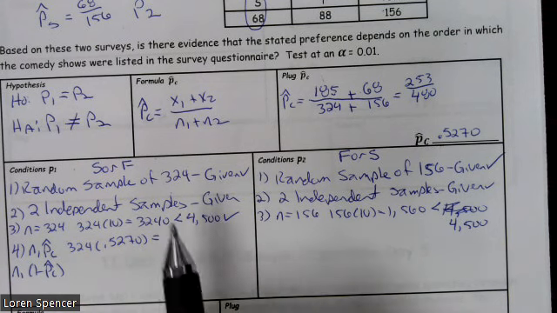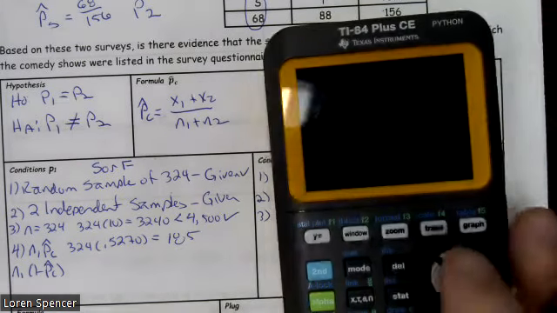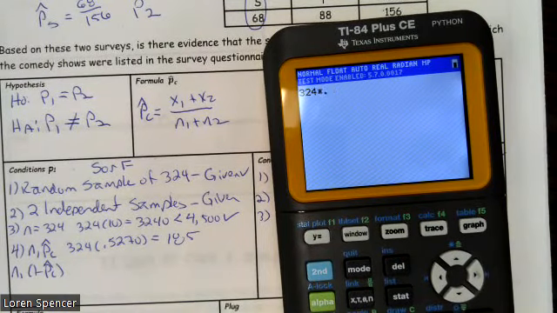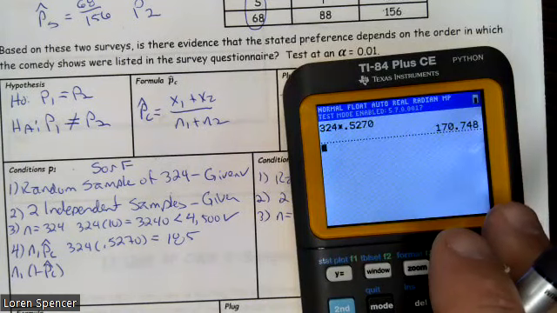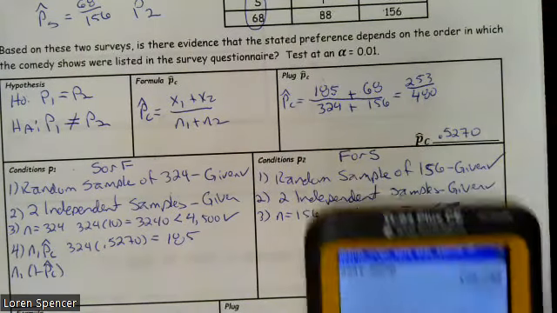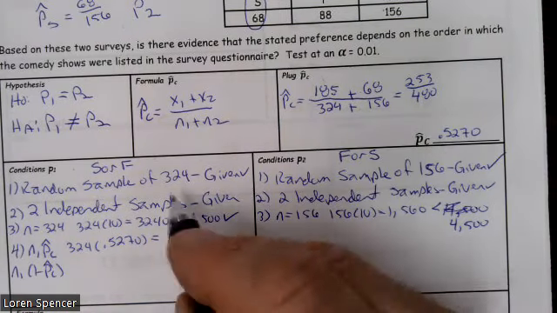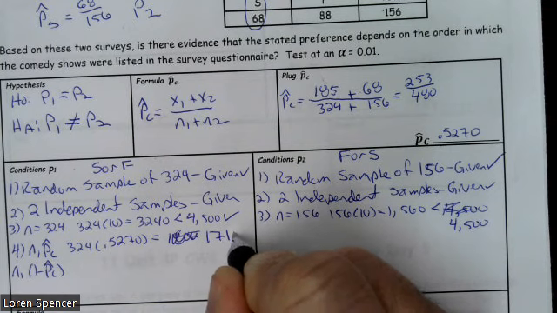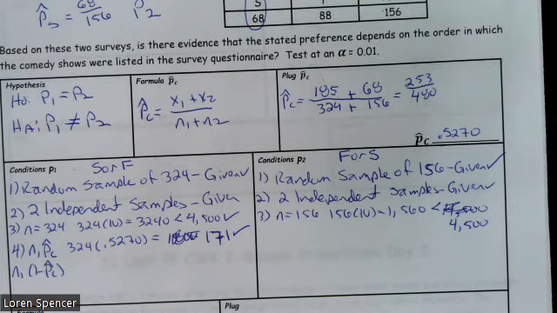And that equals about 185. We'll check that out real quick. 324 times 0.5270. Oops. That's not 520. That's almost 171. All right. And as long as we're greater than 10, it's okay to do a little rounding as long as the initial number is greater than 10. If the initial number starts with a 9, we can't round. All right.